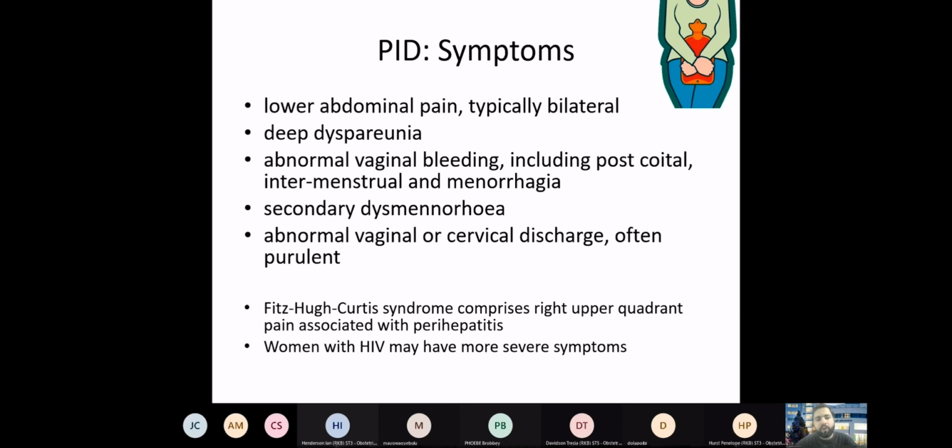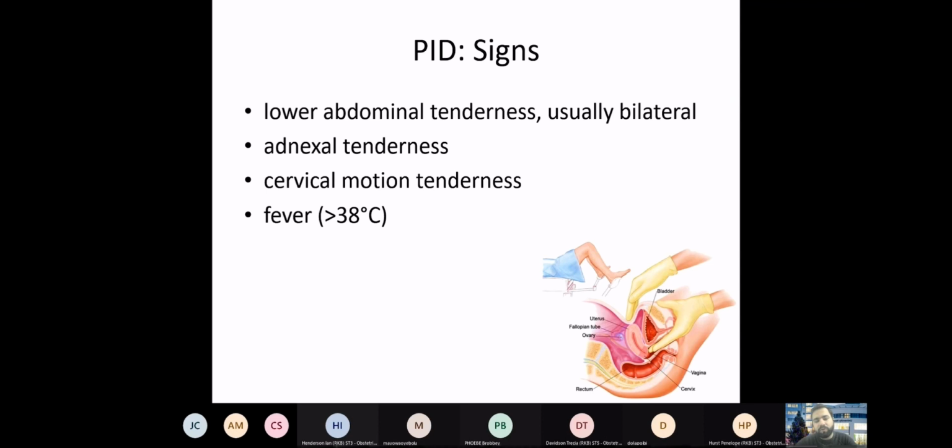So signs to look for in the clinical examination: low abdominal tenderness, usually bilateral, but again it can be unilateral depending on where the disease is. If it's a one-sided abscess, it can be unilateral. Again, adnexal tenderness. There can be a palpable mass as well if the abscess or hydrosalpinx is big enough to be palpated. Cervical motion tenderness, one of the typical features, but again, it's not always present, and pyrexia.